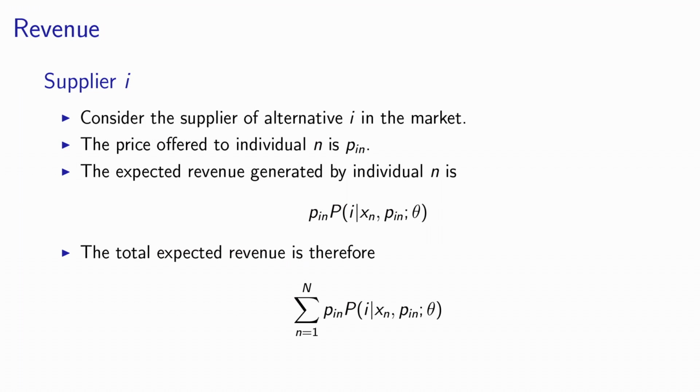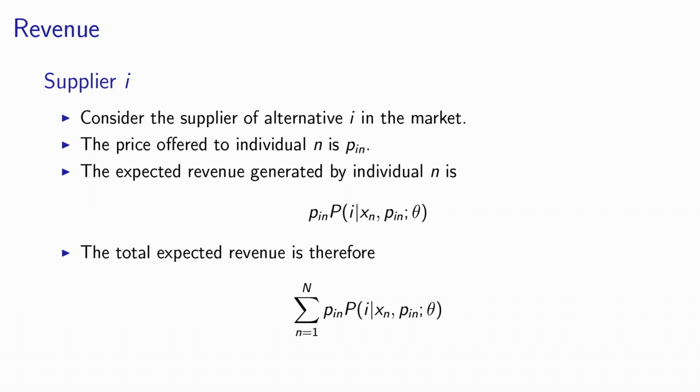So the supplier is the person who is providing alternative I on the market. And this alternative is provided at a given price. So let's denote by p_in the price that individual n will pay for alternative i. This price is decided by the supplier of alternative i. Of course, in most markets, the price is the same for all individuals. But let's keep the formulation general and let's give the possibility to the supplier to provide different prices to different individuals or to different groups of individuals.